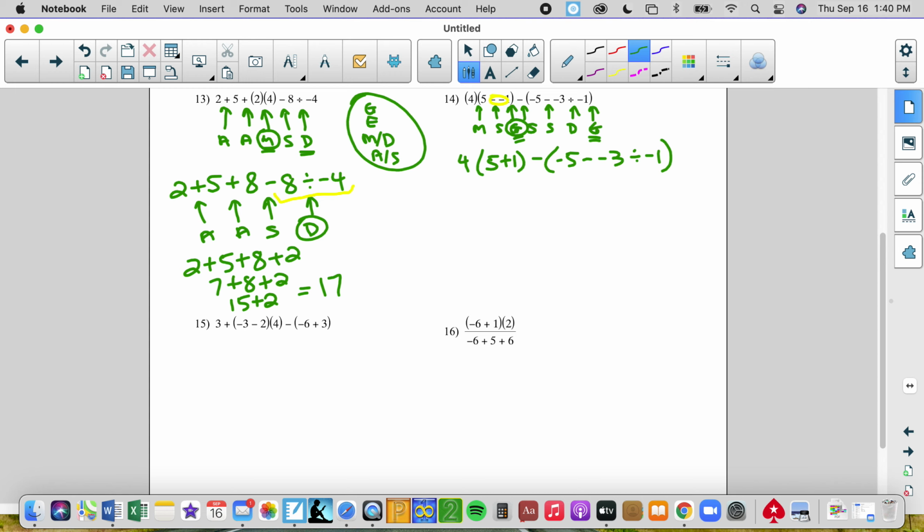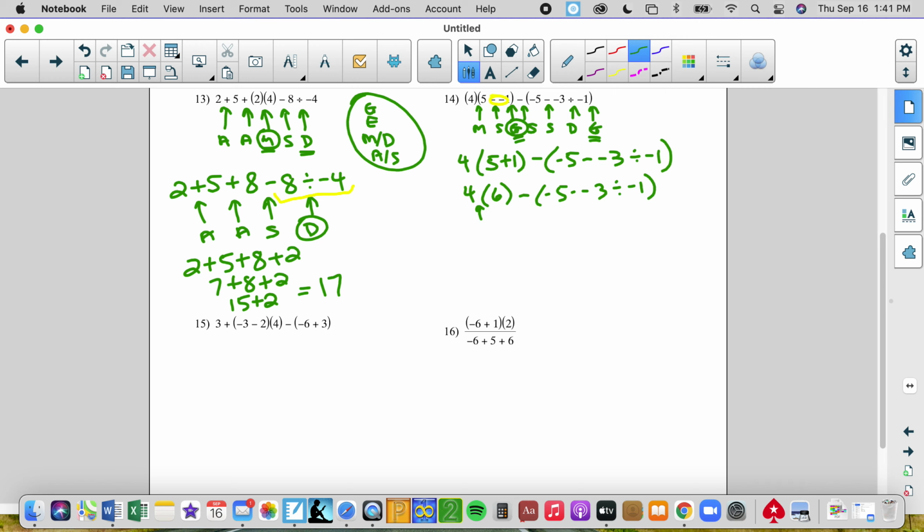We have still our grouping symbols. We haven't simplified what's inside there. So we're going to continue to simplify all of the operations inside the grouping symbols. 5 plus 1 is 6. Minus -5 minus -3 divided by -1. So we've now simplified. These parentheses right here are not grouping symbols anymore.